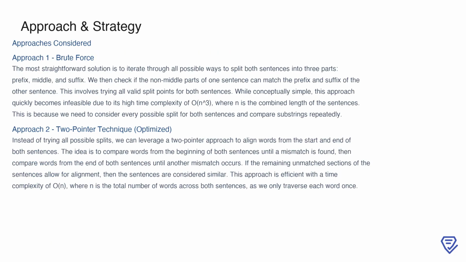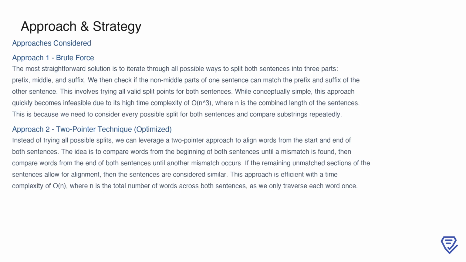To tackle this problem, we first consider two different approaches. The first is a brute force method, which involves iterating through all possible ways to split both sentences into three sections: a prefix, a middle, and a suffix. The goal here is to check if the non-middle portions of one sentence match the prefix and suffix of the other. While this approach is straightforward and easy to conceptualize, it is not efficient. Its time complexity is n cubed, where n represents the combined length of the sentences. This inefficiency arises because we have to examine all valid split points for both sentences and repeatedly compare substrings.